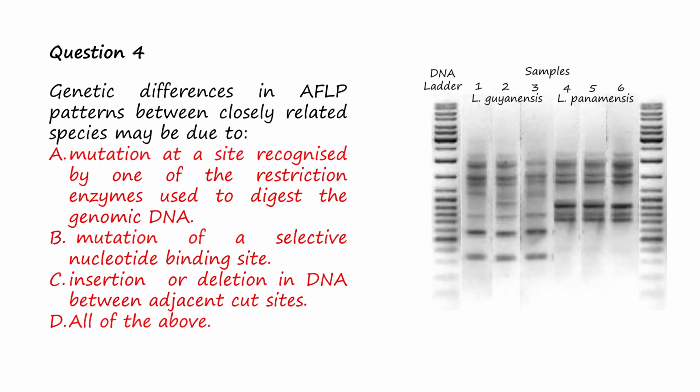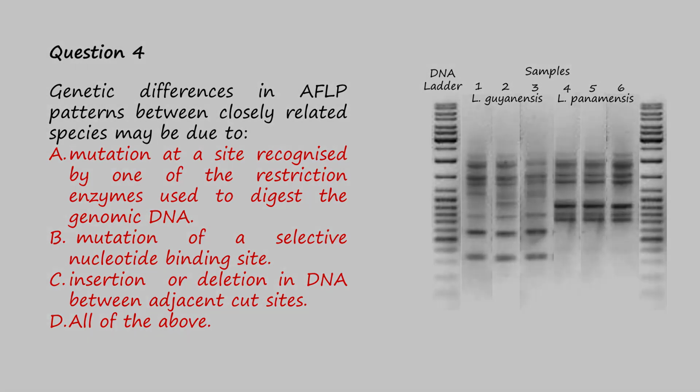The answer is D. All the mutations described will change the AFLP pattern. When there is a mutation at a restriction enzyme recognition site, the restriction enzyme will not recognize the cut site, so there will be a change in the fragment size. When there is a mutation at the selective nucleotide binding site, the primer may not be able to bind to that particular fragment and amplify it. When there is an insertion or deletion between adjacent cutting sites, it will change the size of the fragment.